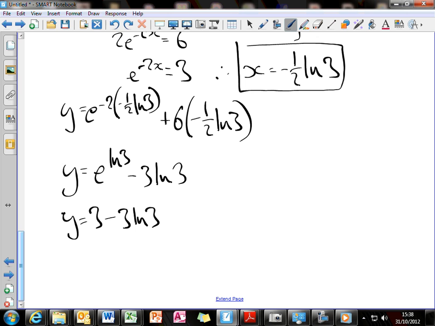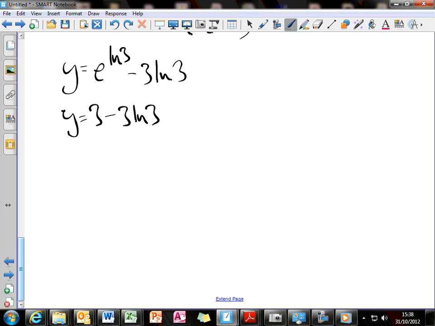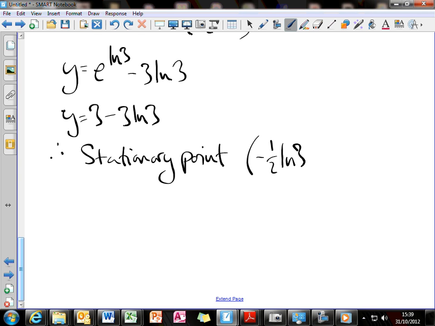So the coordinates of the stationary point, where the gradient was 0, it's got the x value of minus 1/2 ln 3, and the y value that we just worked out, 3 minus 3 ln 3.